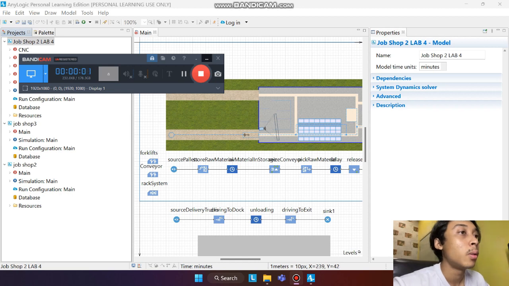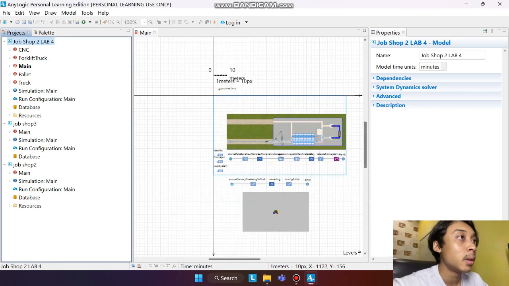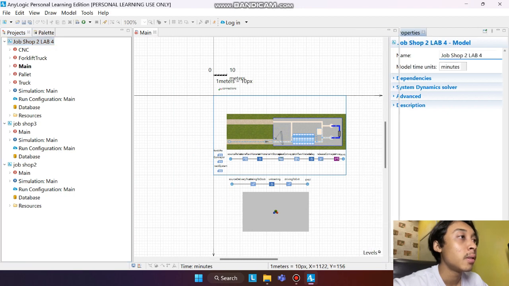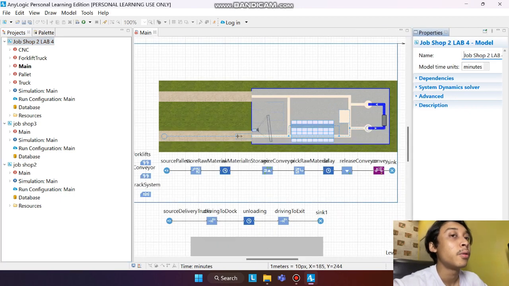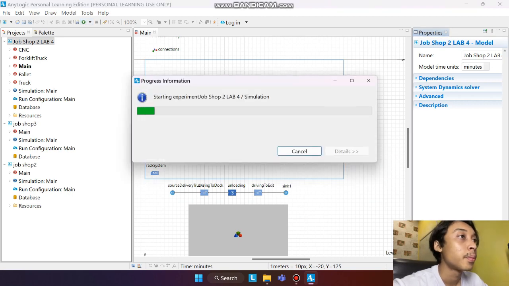Okay, this is for 2C that I have made myself, and this is my circuit for answer 2C, and let's run. Let's see what happened for the output.